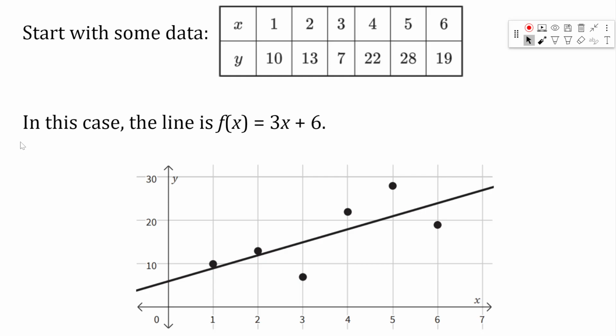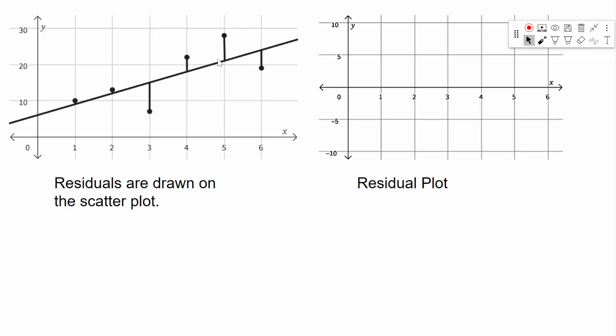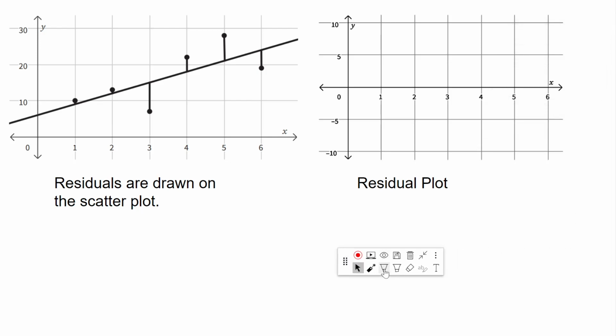The residuals are the distances between the actual point and the regression line, which is the predicted value. So the distance from the actual to the predicted is a residual. Now, if your actual point is above your line, the residual is going to have a positive value. If your actual point is below the line, you're going to have a negative value.